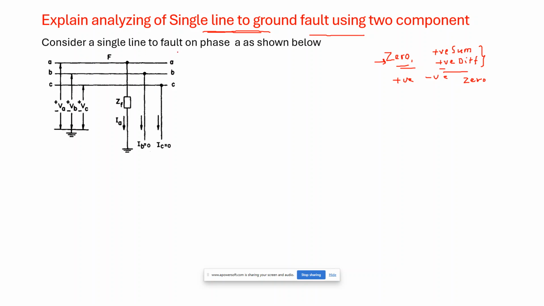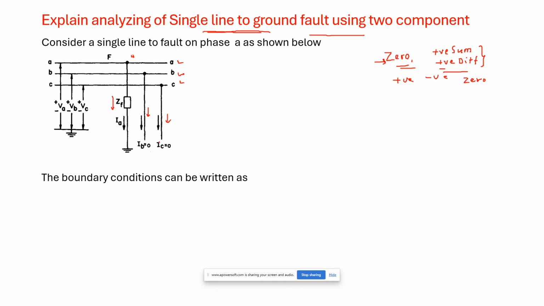Consider a single line fault on phase A as shown. So these are the three lines shown, A, B and C, and we are assuming that a single line to ground fault has happened on phase A, and these are the resulting voltages. VA is the voltage of line A with respect to ground, VB is the voltage of B phase with respect to ground, and likewise C phase with respect to ground. And these are the fault currents. Let IA be the fault current through this fault impedance. And because of the constraint here, IB is equal to 0 and IC is equal to 0, there will not be any flow of current in B and C phase.